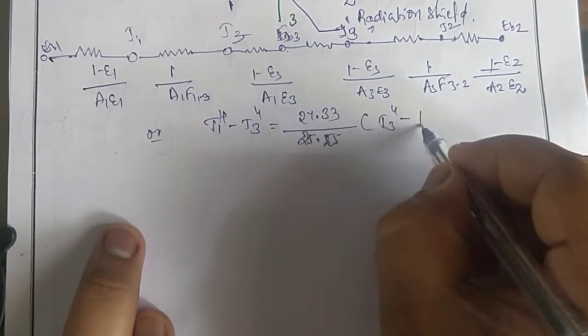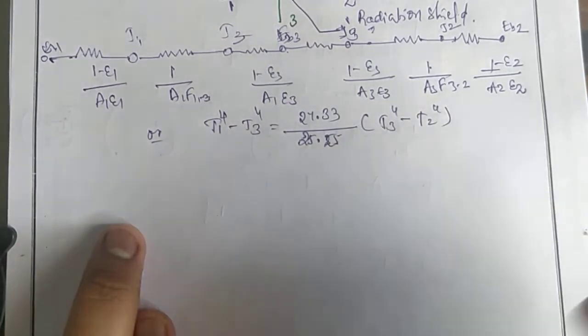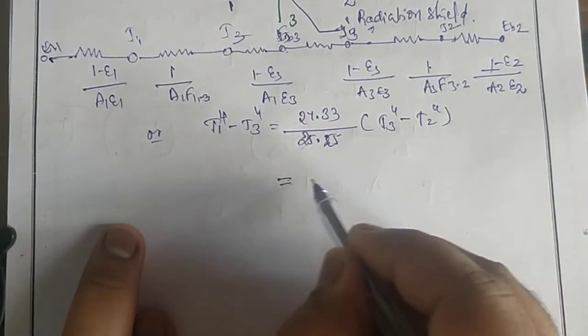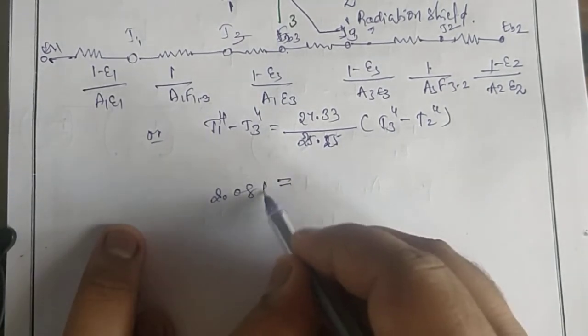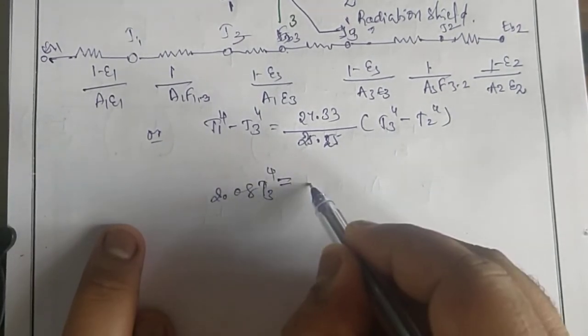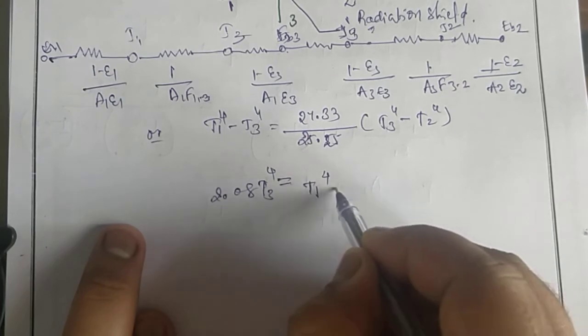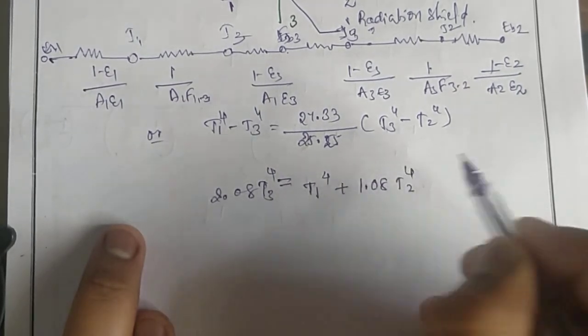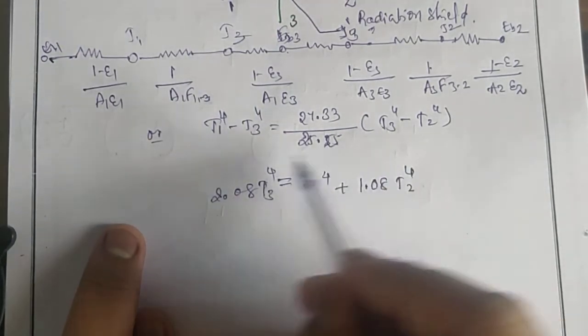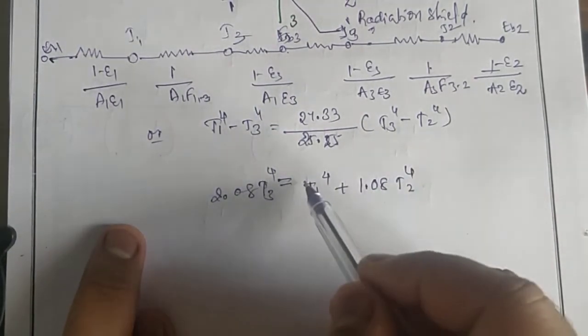T3 to the power of 4 minus T2 to the power of 4. Further, we can write 2.08 T3 to the power of 4 equals T1 to the power of 4 plus 1.08 T2 to the power of 4. Okay, to simplify the above equation, we can write it as follows.